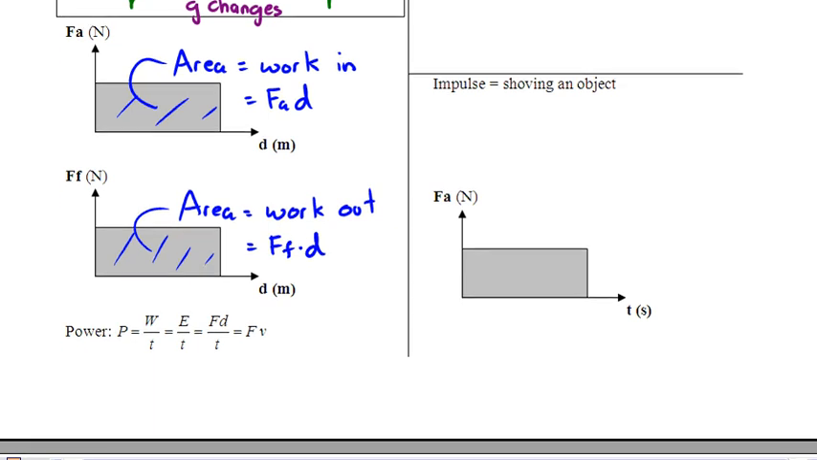We also did review power. Power is measured in watts. Abbreviation for that is just a capital W.